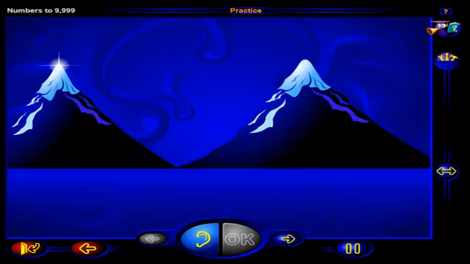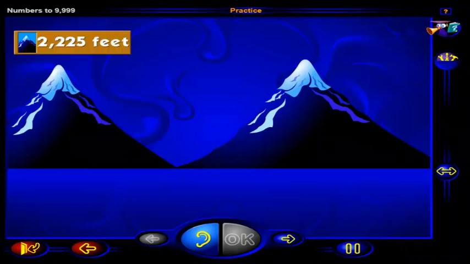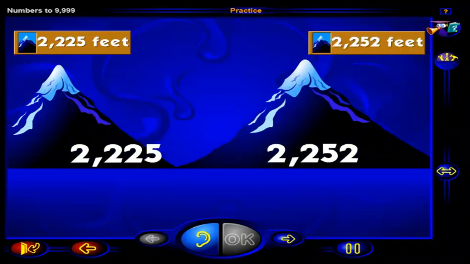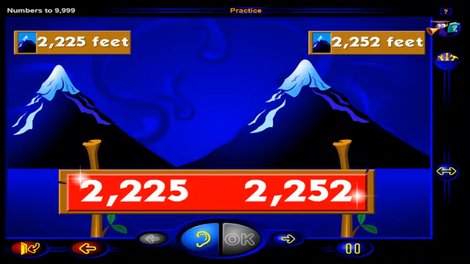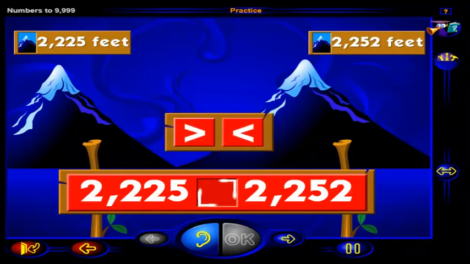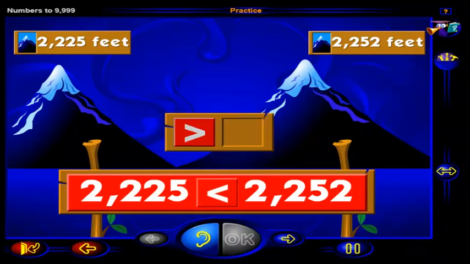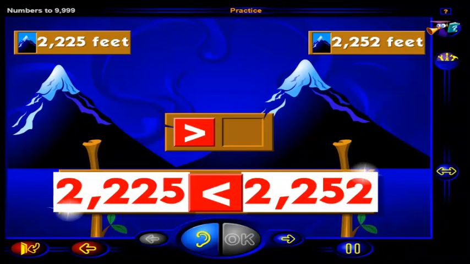This mountain is 2,225 feet tall, and this mountain is 2,252 feet tall. Which sign would you use to compare these numbers? Drag a sign here, then click OK. That's it. We can use this sign to compare these numbers.